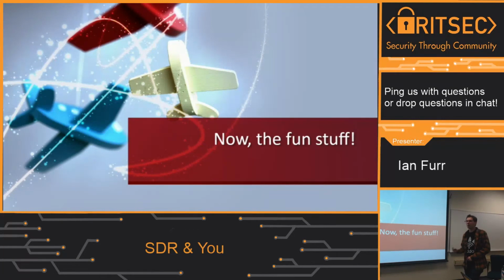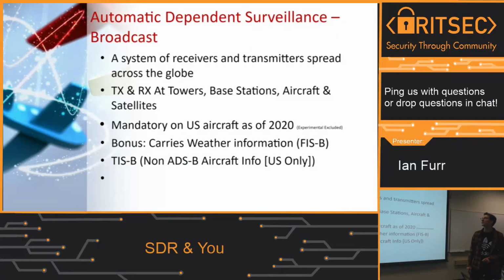So one of the projects I'm doing with my SDR is ADSB monitoring. ADSB is automatic dependent surveillance broadcast. And that sounds real sketch, but it's a way for planes to talk to each other and to base stations in order to figure out where they are and, in the end, make sure they don't hit each other. There are transmitters and receivers at towers, base stations, aircraft, and satellites. And it's mandatory in most US aircraft as of 2020.